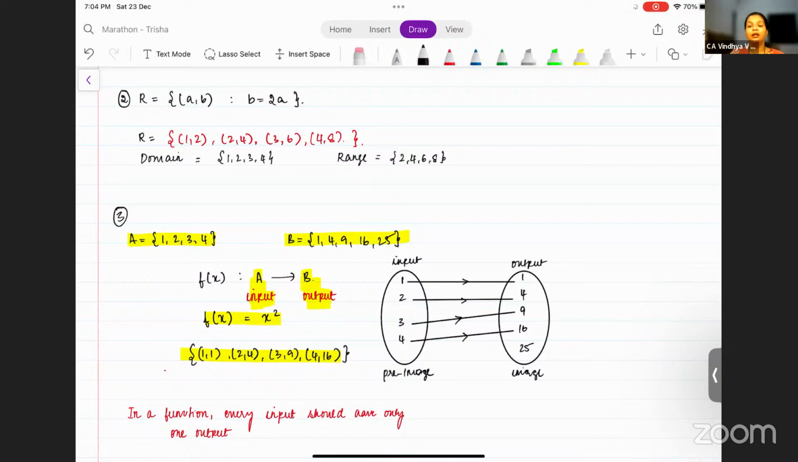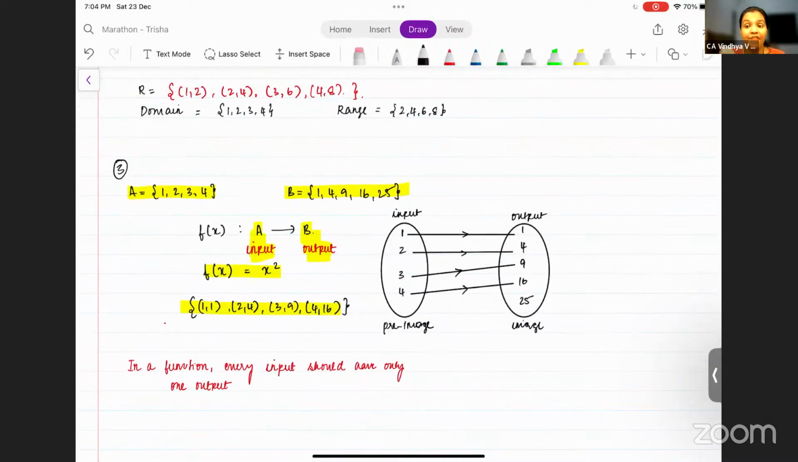So what is a function? A function is a relation wherein every input has only one output. Okay. Can there be any outputs that is left alone? Yes. Can there be any input that is left alone? No. So every input must have an output. Only then you call it a function.